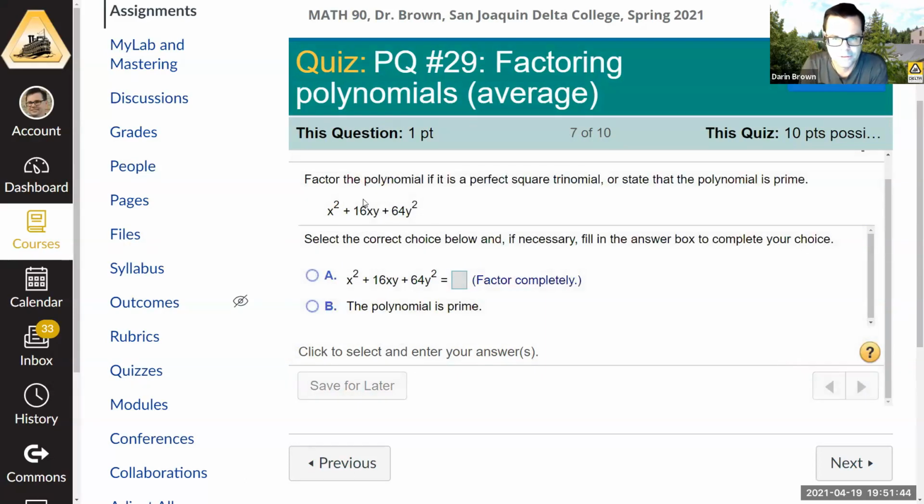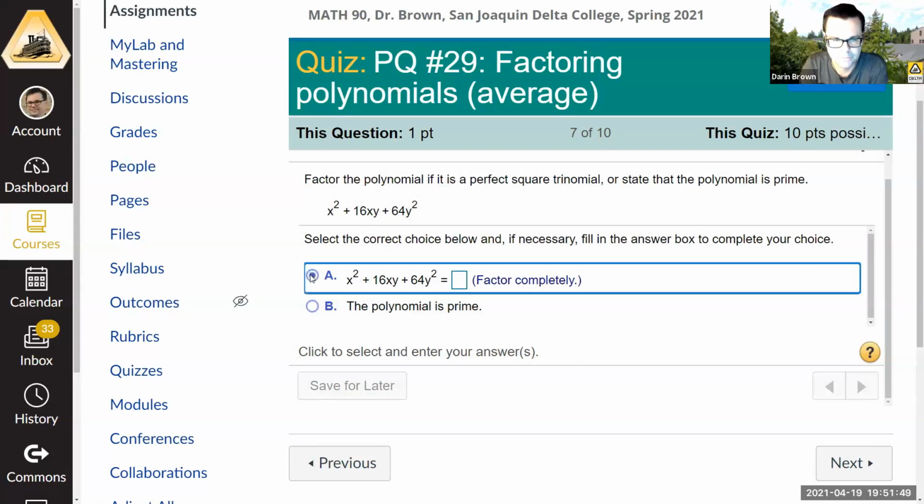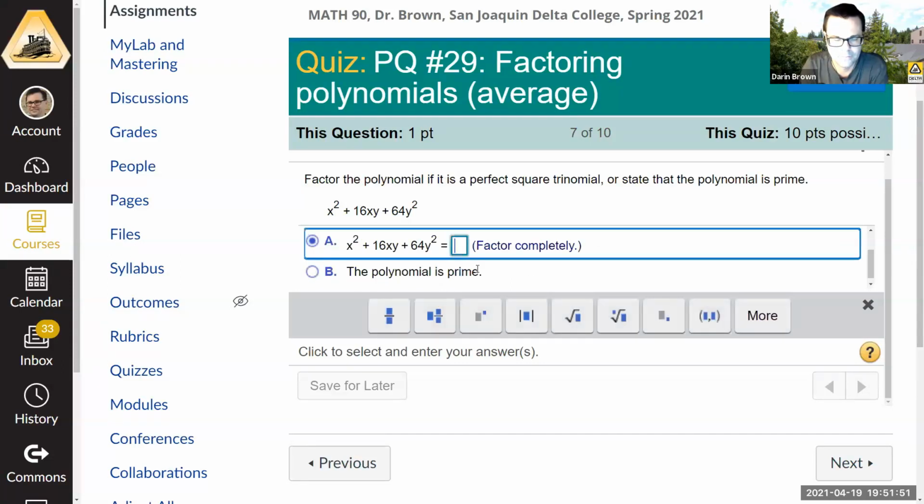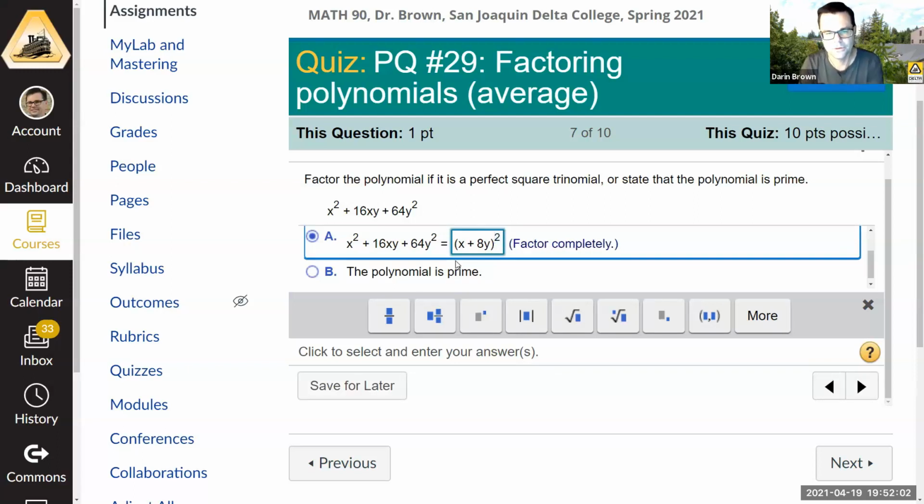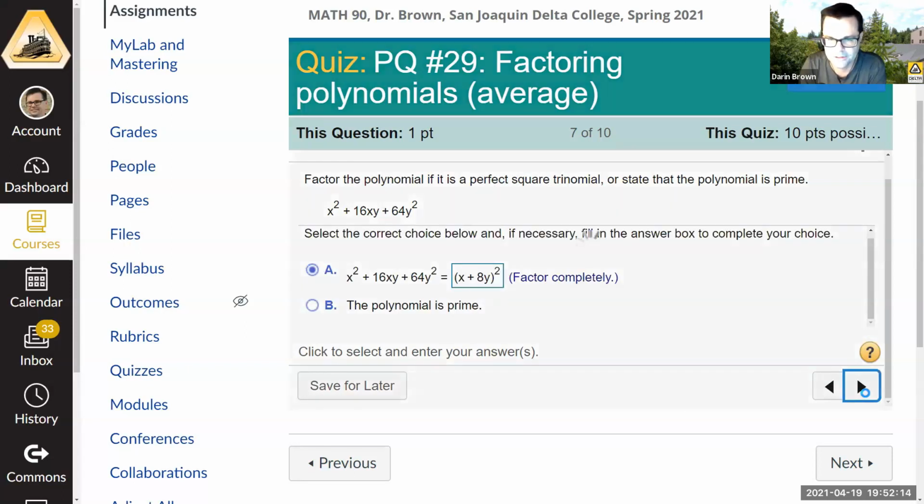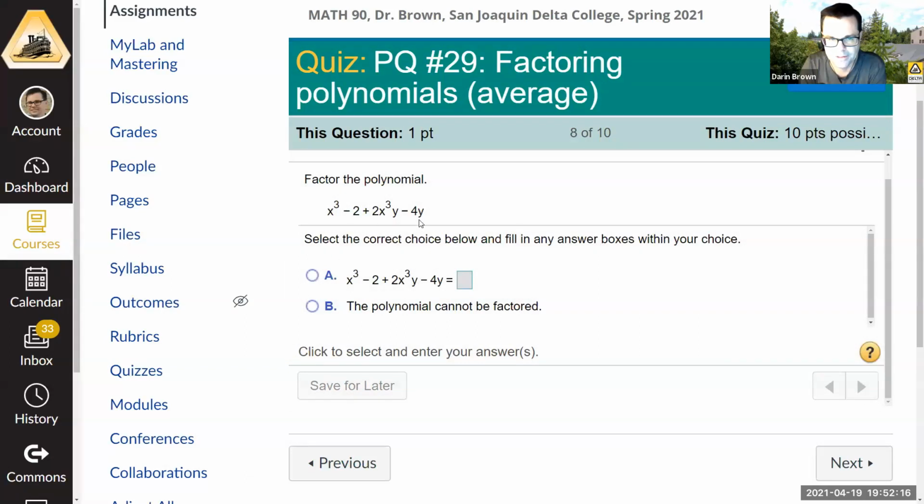Okay, this is a perfect square trinomial, so go ahead and see if you can get this one. So now this, they tell you it's a perfect square trinomial, but you should check. This is going to be x plus 8y all squared. 8y all squared is 64y squared. Now, again, in practice, they're not always going to tell you, oh, this is a perfect square trinomial. Some of these ones here, they do. In general, they might not.